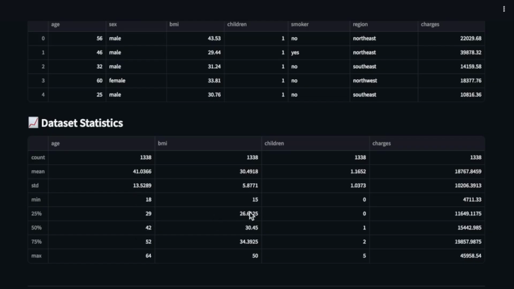It's also important to look at the charges column. On the low end, 4,700, that's probably a young person who barely goes to the doctor, maybe just a checkup. All the way up to the high end, 45,000. Unfortunately, that would be a person who is probably dealing with some kind of illness and spends a lot of time in the doctor's office or maybe even the hospital.